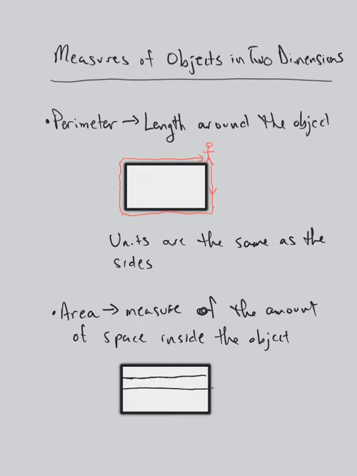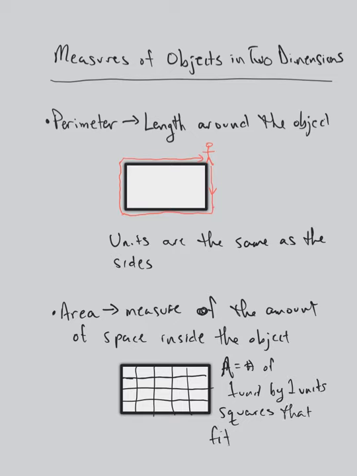This will help you understand the formula for a rectangle too. You have all these squares, and the area, we use the capital letter A to denote it, is the number of 1 unit, and I'll explain that phrase in a minute, by 1 unit squares that fill the object or fit inside. So that's what area is in general.